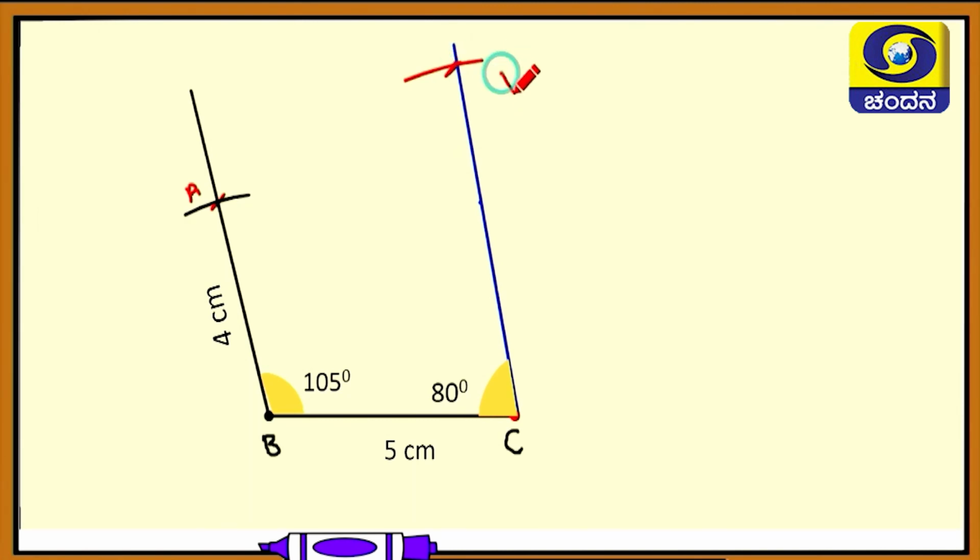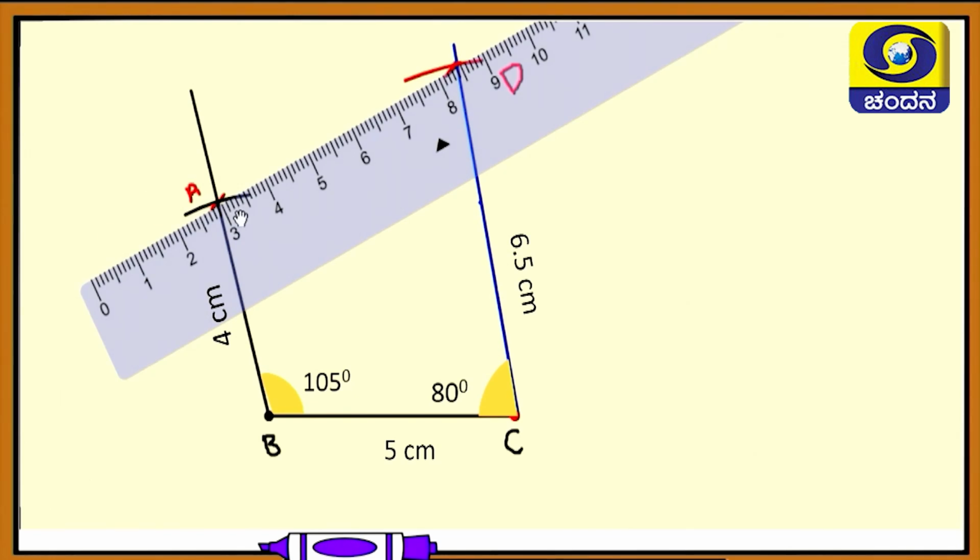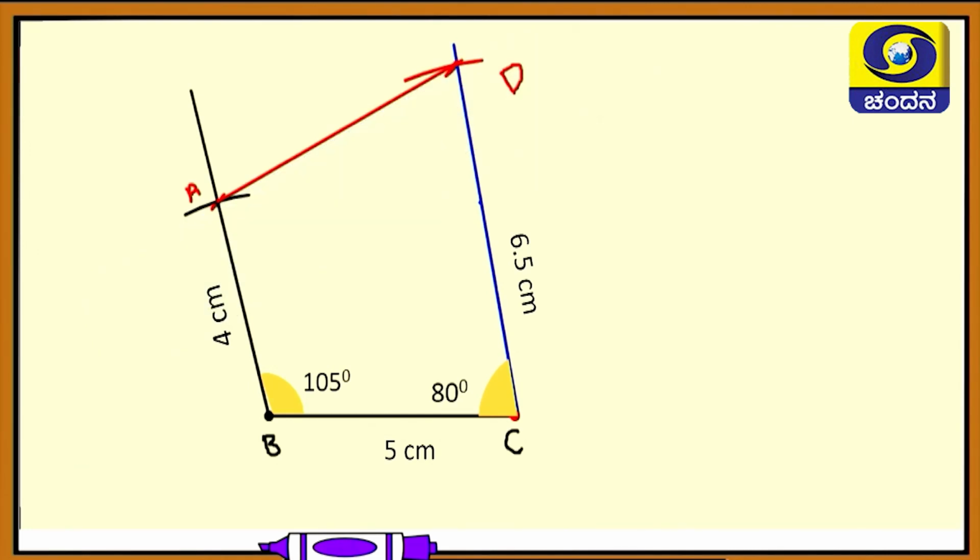Now I will join A and D. This is the required quadrilateral here, children. Yes, this is the required quadrilateral here, children. So let us do this construction again, children.